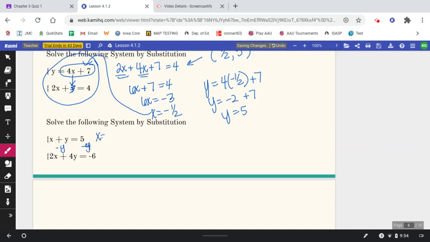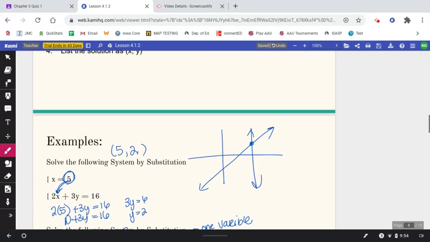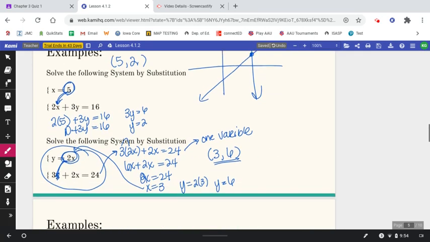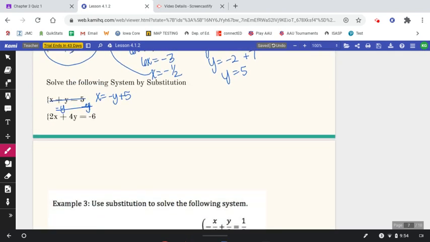So that would give me x equals negative y plus 5. It doesn't matter, again, which one you solve for. I could have subtracted x to both sides. You just have to have, according to our notes, the first or second equation has to have one of the variables solved for. So now I'm going to circle this and substitute it in for x.